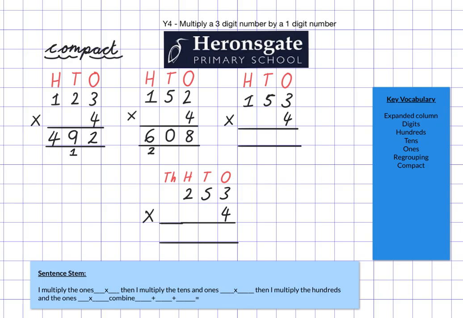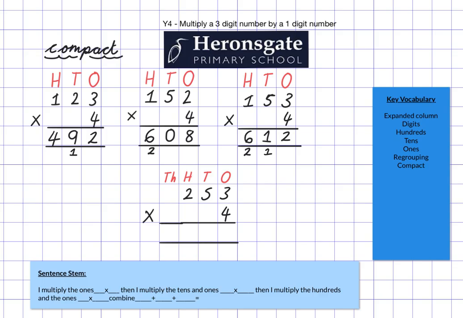Next, we are doing 153 times 4, so 3 times 4 is 12. So we have to regroup the 10, put it underneath. And then we have 50 times 4, which is 200. So we have to put the 200s regrouped there, but then we've got that 10 that we need to add to that column. So it's 10 into the tens. And then we times the 100 and the 1. So 100 times 4 is 400, plus the 200s is 600.